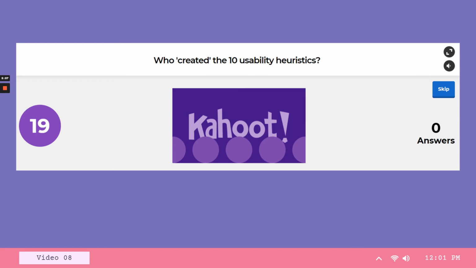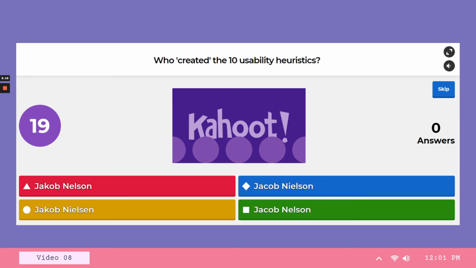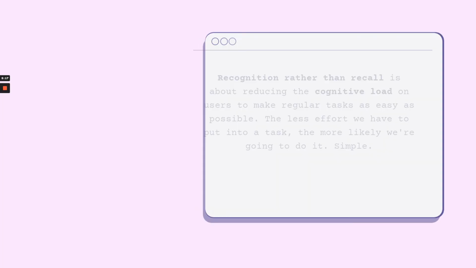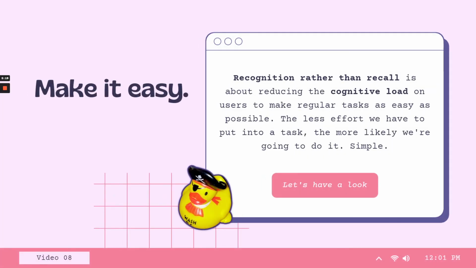Let's have another recognition versus recall test. Can you remember which person created the 10 usability heuristics framework we're studying? Okay, how about now? It's a bit easier, right? And that's essentially what this heuristic is all about. Making it easier. Reducing cognitive load makes tasks easier. The less effort we have to put into a task, the more likely we're going to do it.